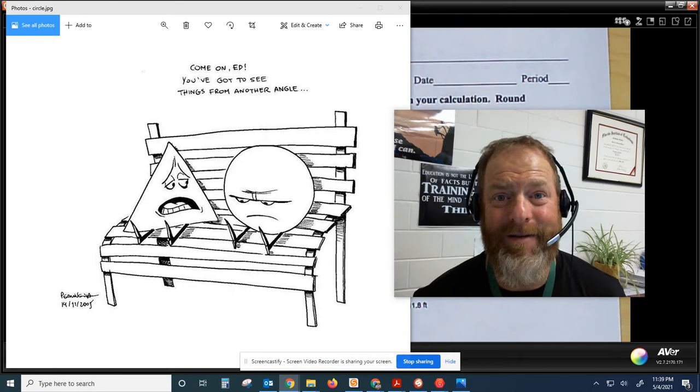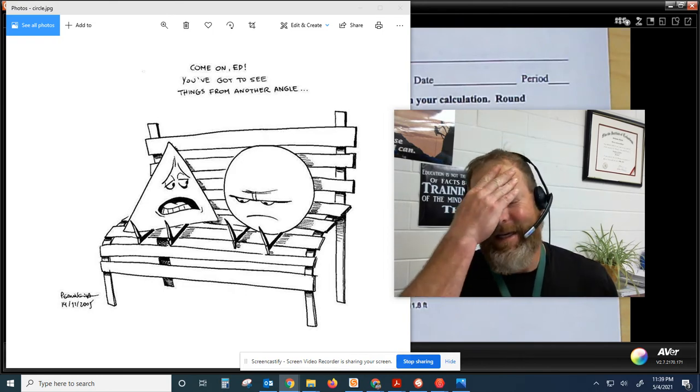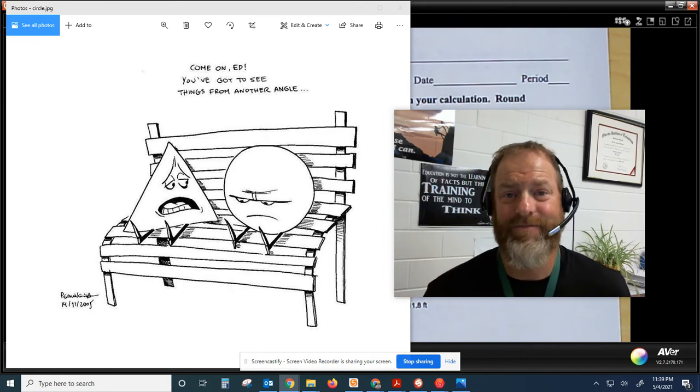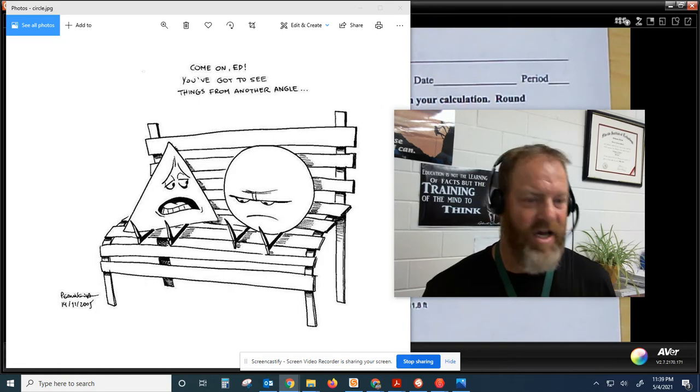Come on, Ed! You've got to see things from another angle. I thought I'd put a sphere in here.